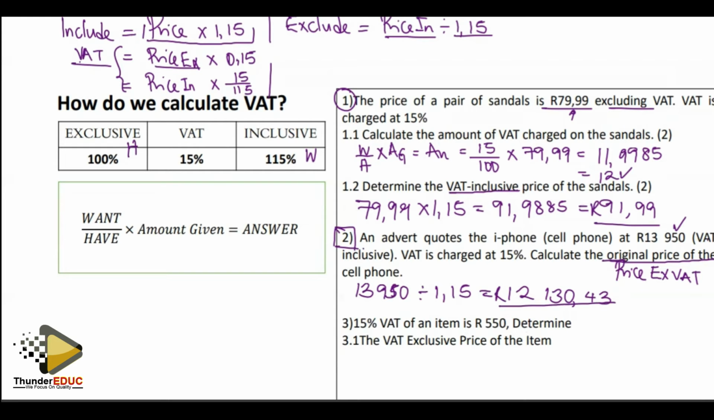Someone else might ask us, how do we use the formula that we have on our side here? All right. How shall we use the formula? The formula we shall say, what do I have? I have VAT inclusive. What do I want? I want VAT exclusive. So we come to what I want over what I have times the amount I'm given. It will give me the answer. So I want the 100. But then what do I have? I have 115. I'll multiply by the price given to me, 13,950. So you get that much.